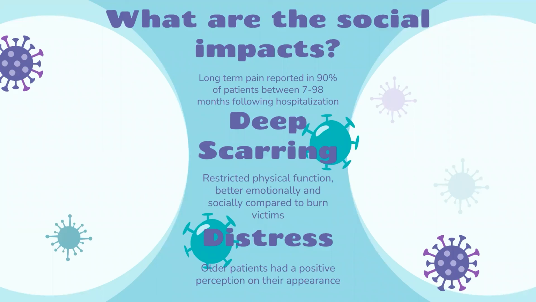Now that we've talked about the treatments, let's go ahead and look at the social impacts of developing this disease. Approximately 90% of patients report long-term pain between 7 to 98 months following hospitalization. There's also the development of severe scarring, more so than burn victims because it penetrates deeper dermal layers. Due to the deep scarring, people face distress with their appearance and reintegration into society following this disease. People also face restricted physical function. However, older patients had a more positive perception on their appearance, and individuals begin to feel this as well the longer that time passes since hospitalization.